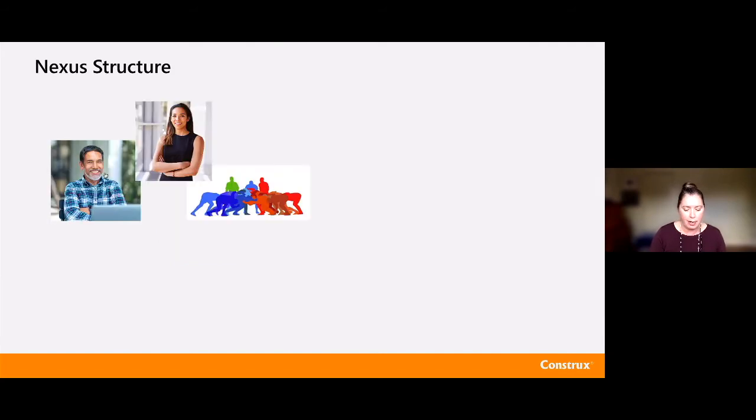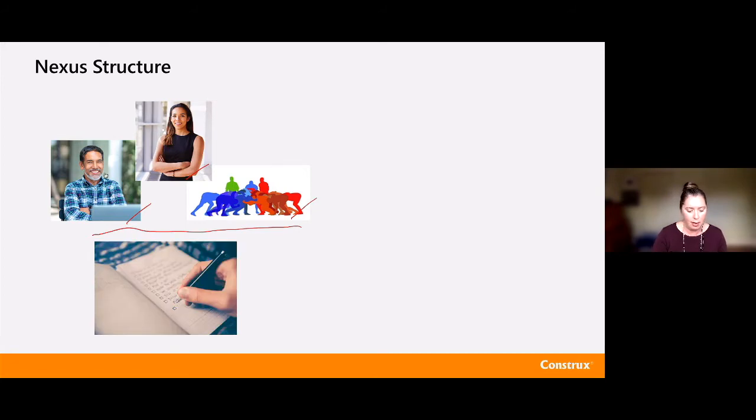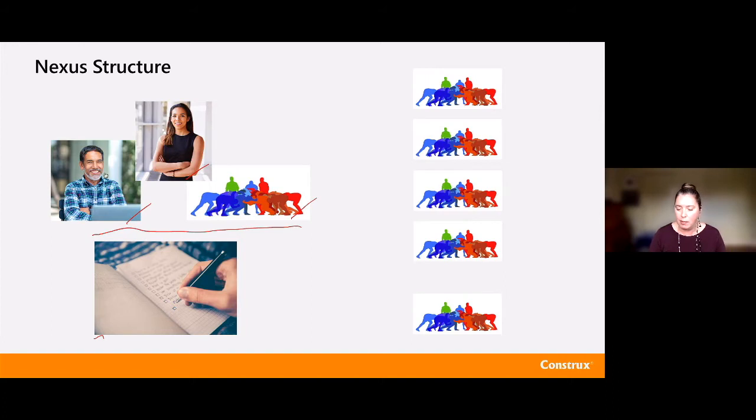The structure of Nexus has our product owner, our Scrum Master, and our Nexus integration team. So this is our Nexus integration team. They have a single backlog. And then we have 3 to 9 cross-functional teams. So that's a pretty big range, 3 to 9. LeSS said up to 8. Nexus is saying 3 to 9. Well, how do I know? Should I have 3? Should I have 9?